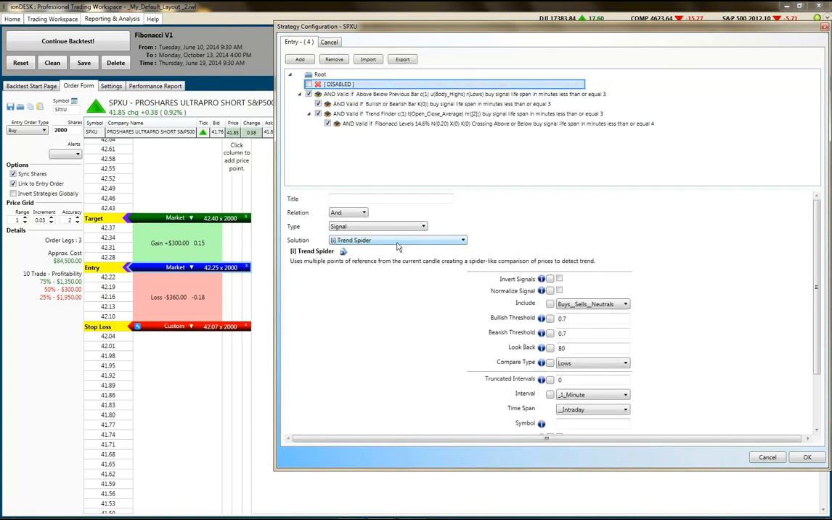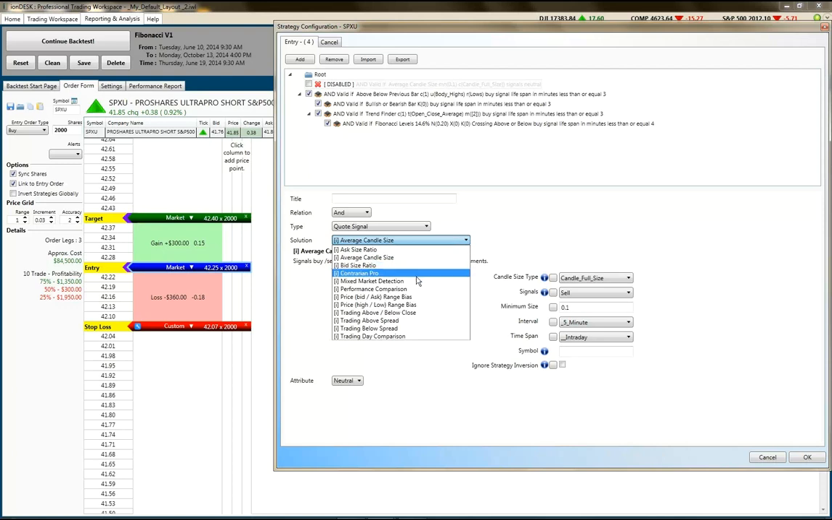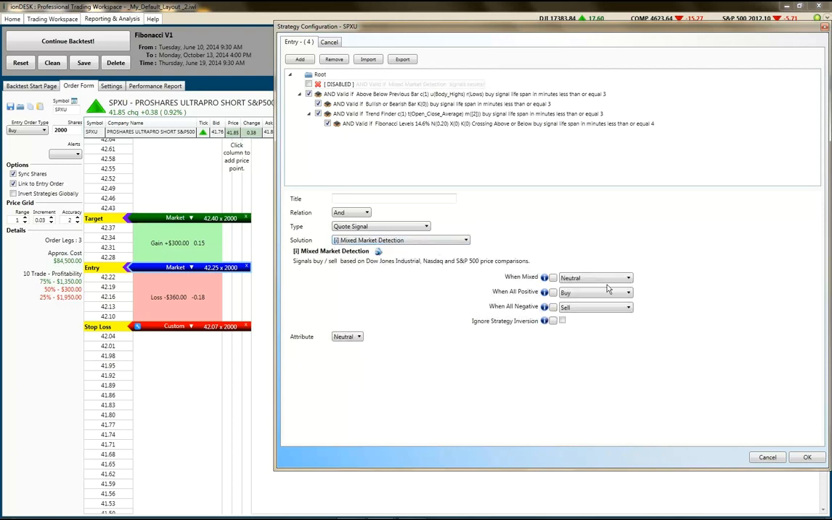It's actually a signal. No, it's not a signal. It's what we call a quote signal. Quote signals are simple signals based on price action only, no historical data. We've got all sorts of things like the ask size ratio, the average candle size, the bid size ratio, and the mixed market detection, for when the market's mixed. What type of signal do you want? A buy, sell, or neutral? When all are positive, buy. When all are negative, sell, or something like that. So you can mix all of them.